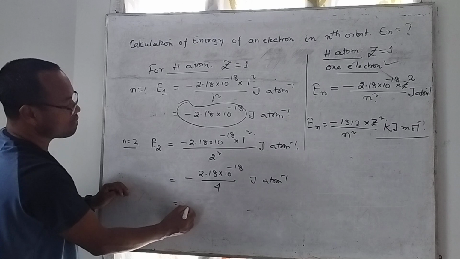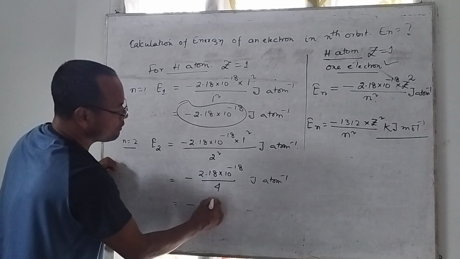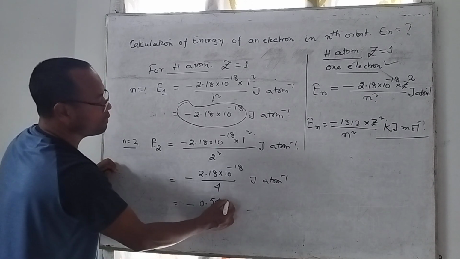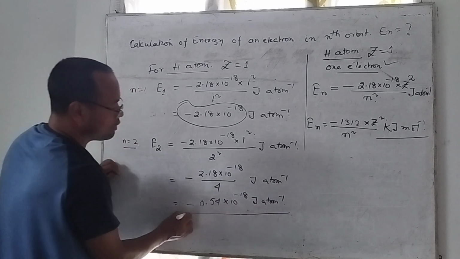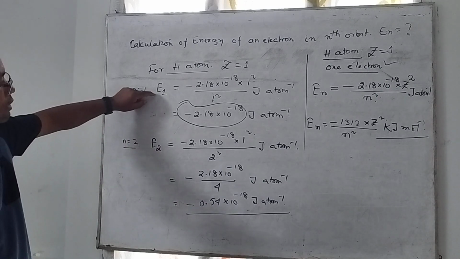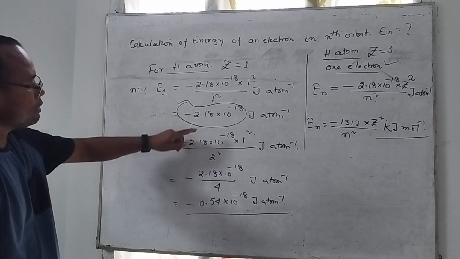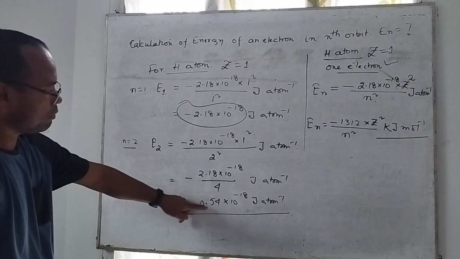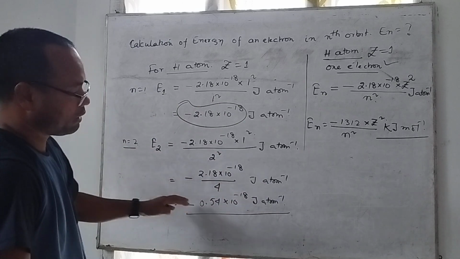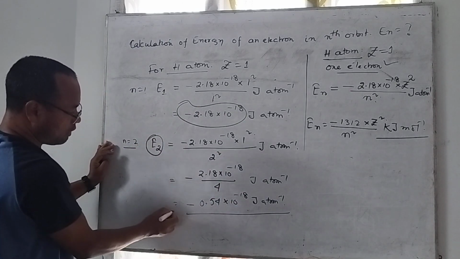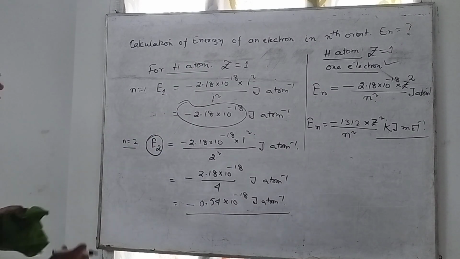So when we divided this, it comes out at 0.4554, so approximately 0.54 into 10 to the power minus 18 joule per atom. So this is the energy. That means, the first orbit is the minus, the charge of the electron, and how much the energy, we write here 0.54. The energy here is minus 18, here also minus 18, same. So this is the energy of an electron in the second orbit. Don't forget how we calculate.